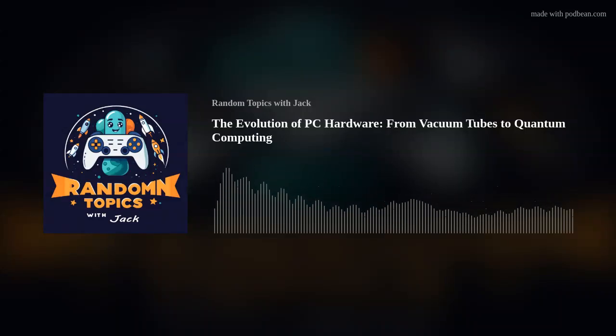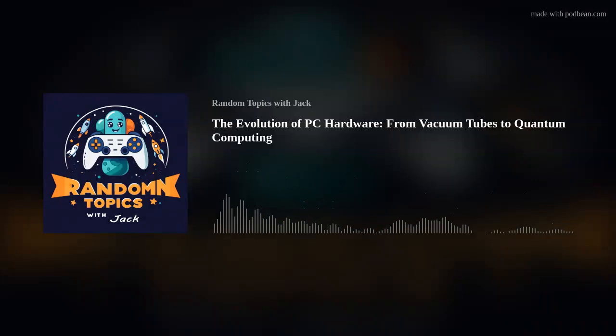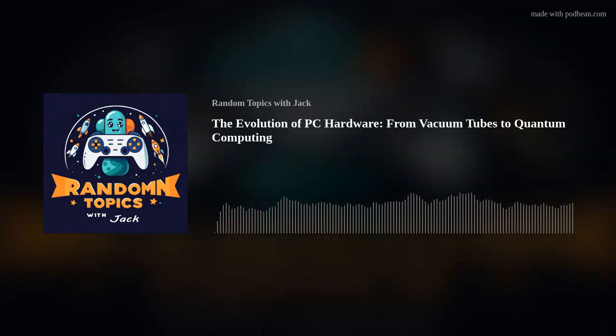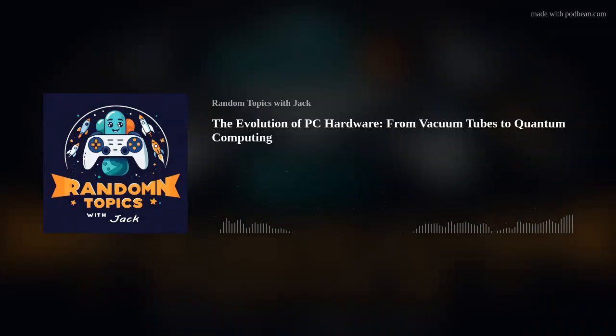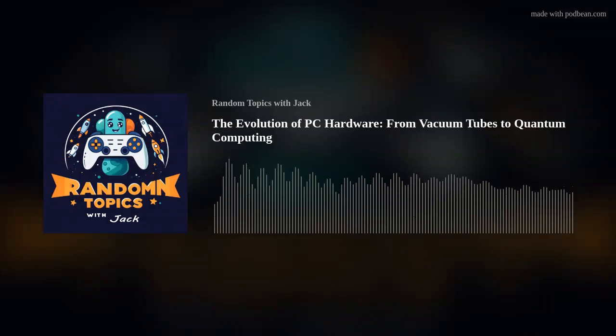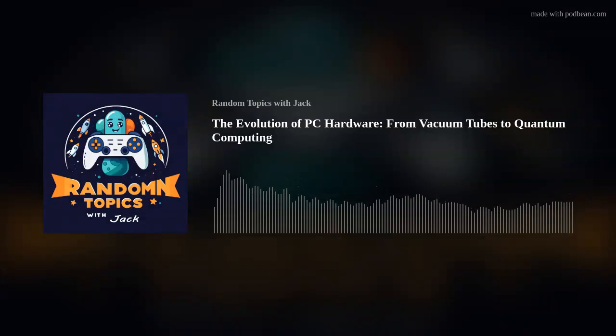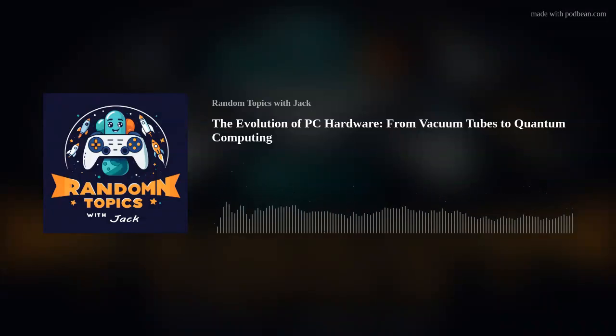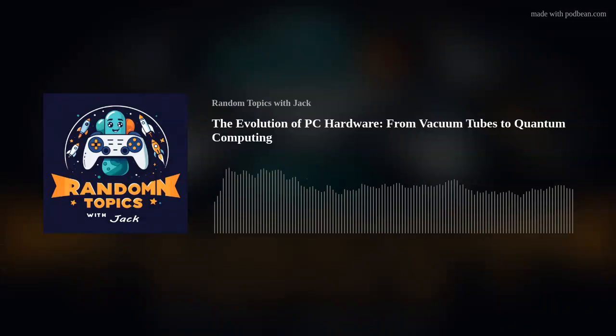Fast forward to 1947, when the transistor was invented by John Bardeen, Walter Brattain, and William Shockley at Bell Labs. This tiny device revolutionized computing by replacing vacuum tubes. The transistors were significantly smaller, consumed less power, and were far more reliable. Their introduction paved the way for smaller and more efficient computers, marking the dawn of the PC age. The impact of transistors cannot be overstated. They allowed for the development of the first commercially successful computers, such as the IBM 1401 in the early 1960s. With transistors, computers began to shrink in size and increase in performance, making them more practical for businesses and eventually for individual users.